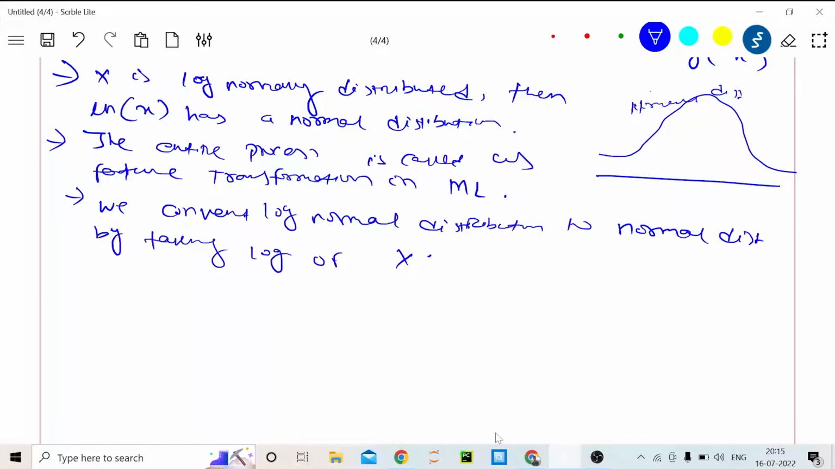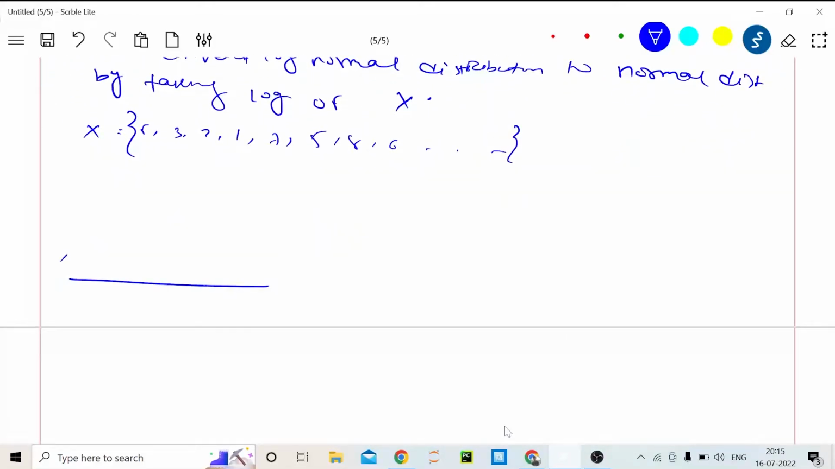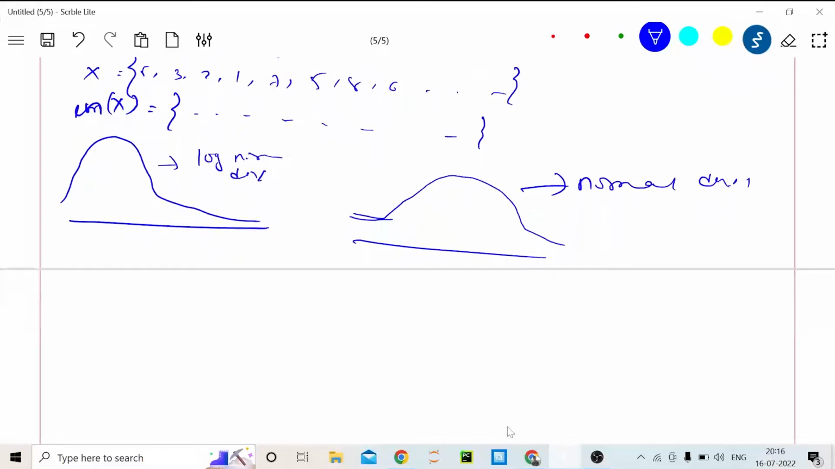Suppose your x is like 5, 3, 2, 1, 7, 5, 8, 6. This is your data set, and it gives this type of graph, that means the log normal distribution. When you take ln of x, whatever values come always follow a Gaussian distribution, which is nothing but the normal distribution. That is the difference between all three distributions. One is normal distribution, second is standard normal distribution, and third is log normal distribution.